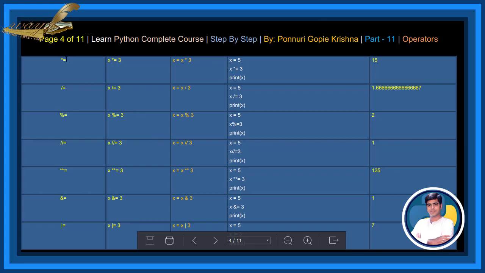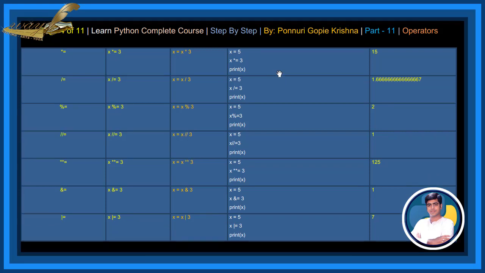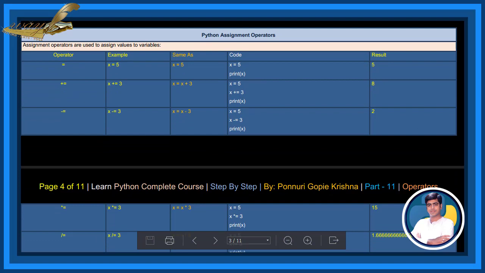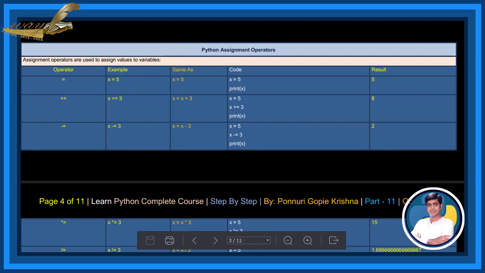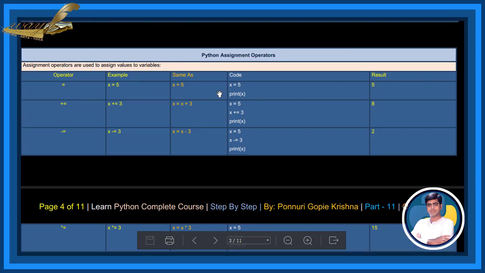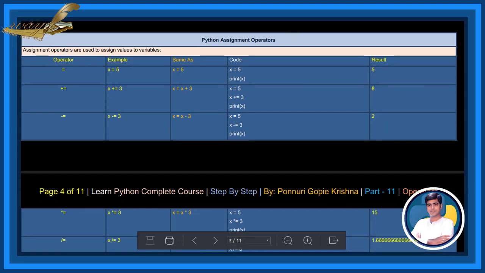See here, these are the codes, and this is the answer. Just follow this carefully. Now, let us see assignment operators. These are all assignment operators, used to assign values to variables like this.